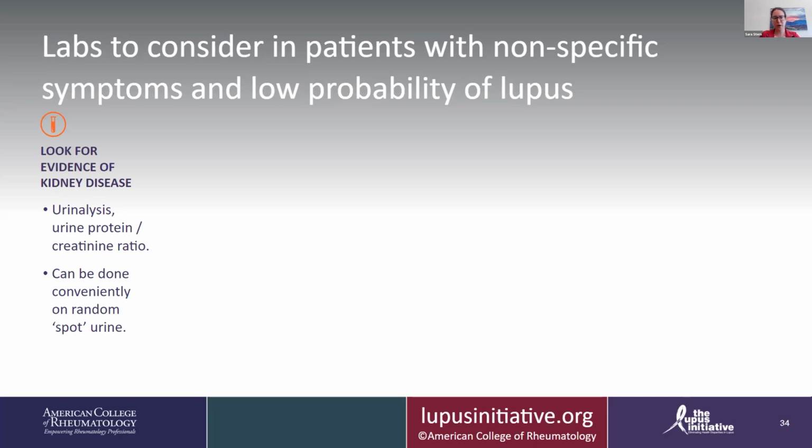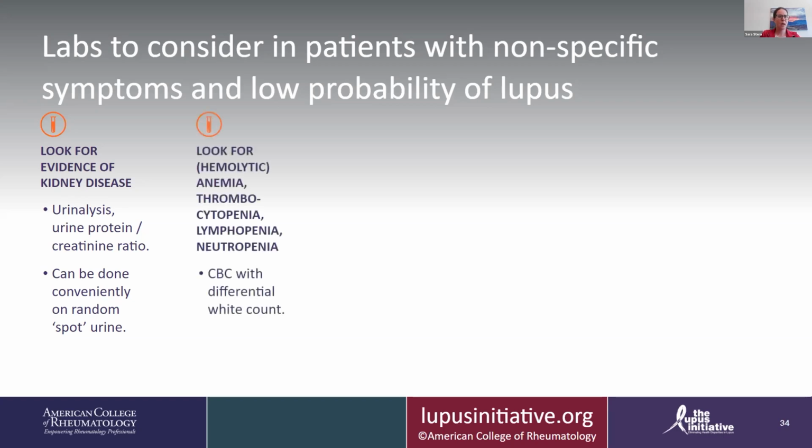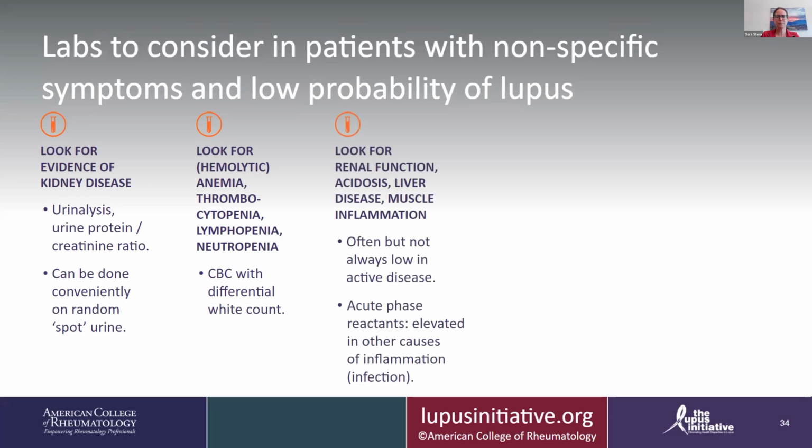You can do a 24-hour, but we really just do spots now, like a spot urine protein to creatinine ratio, which is what's widely done, because 24 hours never seem to work. And then the CBC. If they have anemia, most anemia in lupus is due to chronic disease, okay? So in order to have lupus-related anemia, you need to get a Coombs or a DAT to look for an antibody-positive hemolytic anemia. And then we talked about the renal function, liver disease, and muscle enzymes.